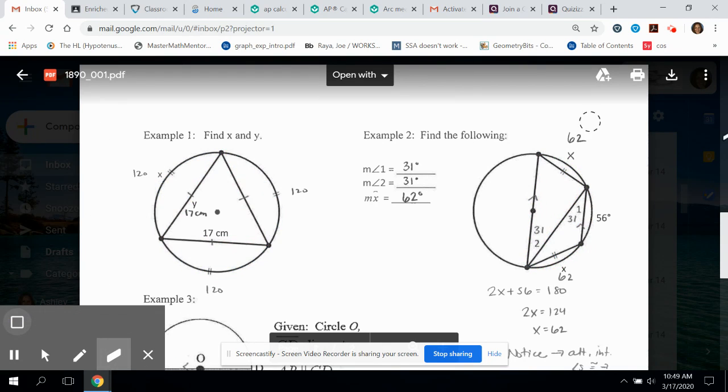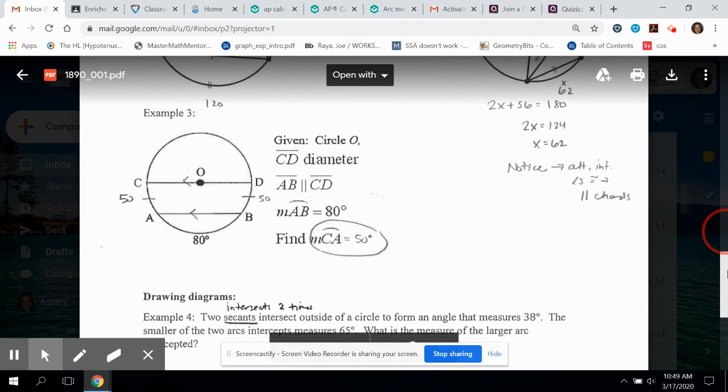Let me erase everything. Okay, so a couple more examples here. So this example, this is a quick one. They're telling you have a diameter, cool, whatever. You have some parallel lines, nice. A to B, this arc is 80. We know this arc over here is 180. I'll write that in.